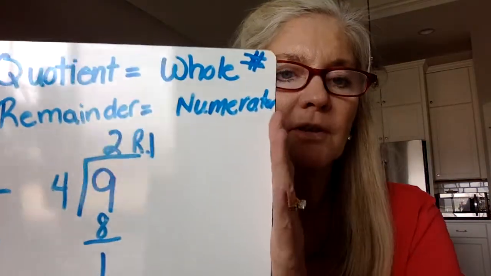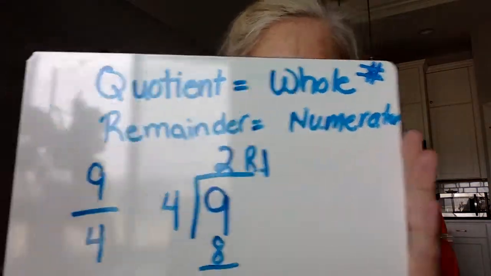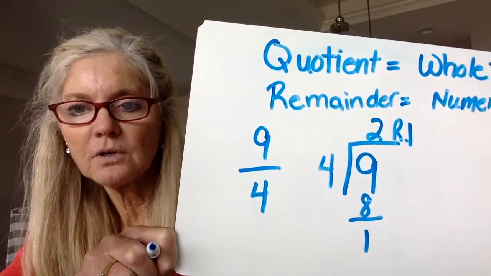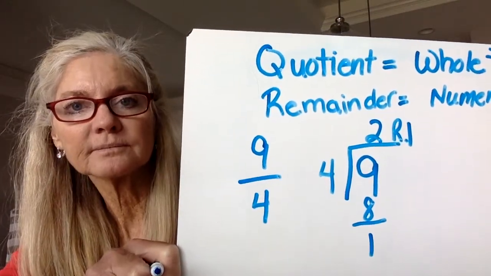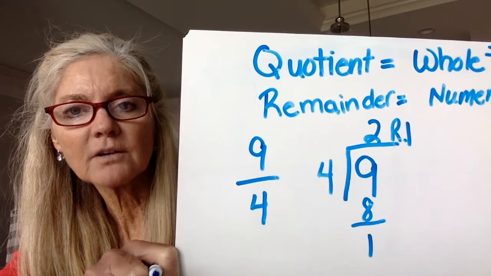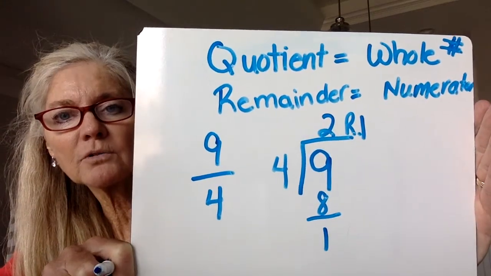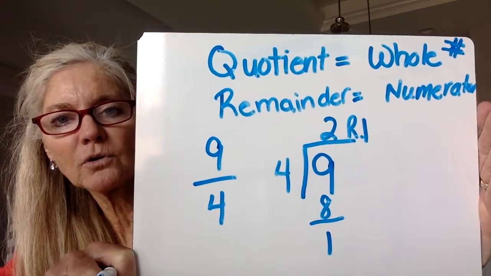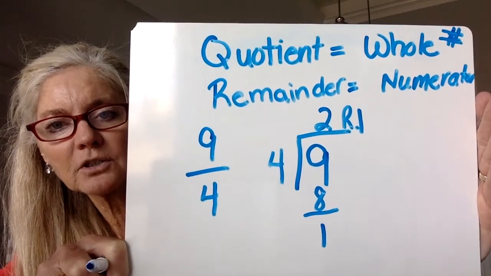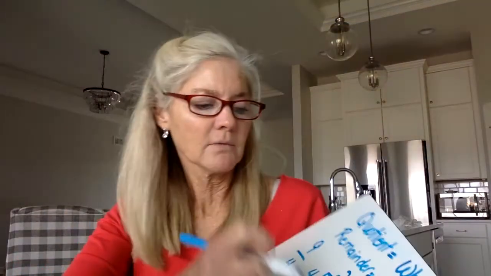Okay, if you unpause the video, I'm assuming you're done with your little division problem. This is what I came up with. 9 divided by 4, let me put it over here again, is 2 remainder of 1. So if I look at the top, the quotient is going to be my new whole number. In this situation, the quotient is a 2. So I will write 2 as my new whole number.